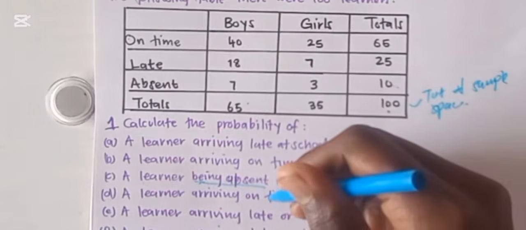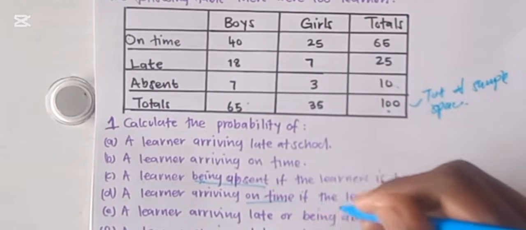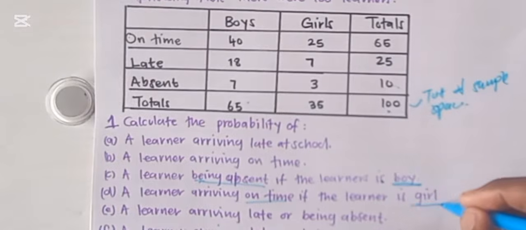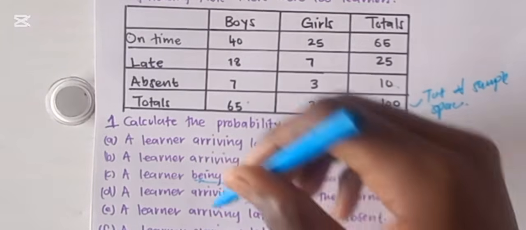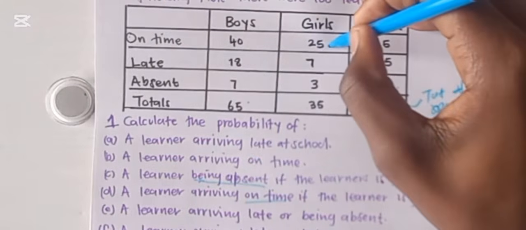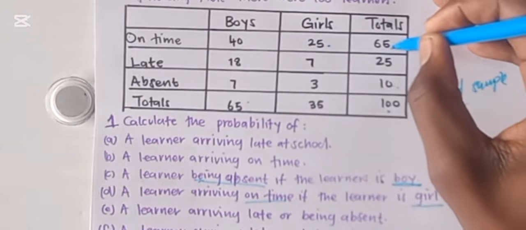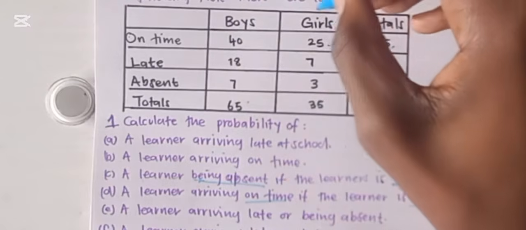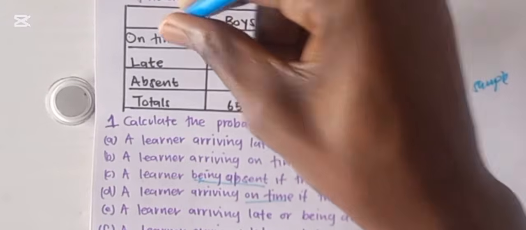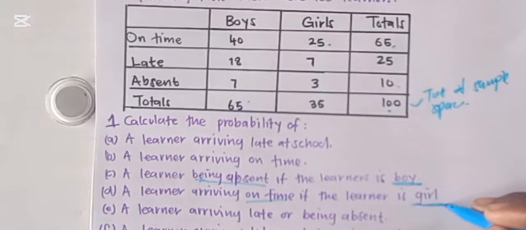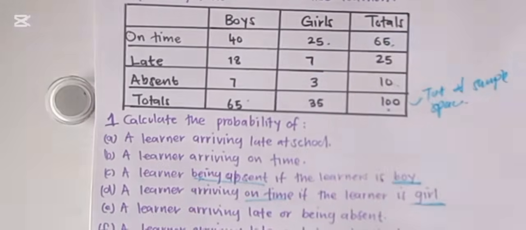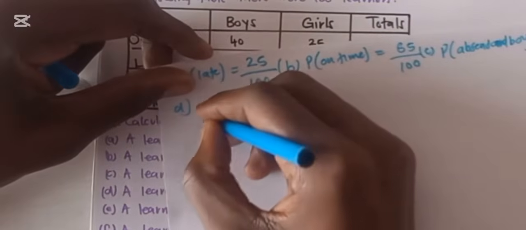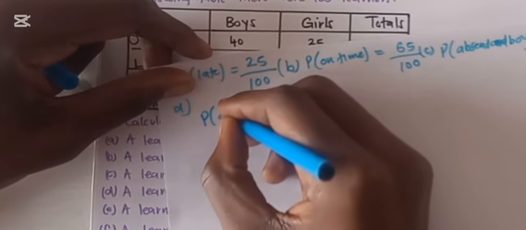Perfect. So going to letter D, they need the probability of a learner arriving on time, if that learner is a girl. On this one, we're just going to look at the girls that are on time. How many of them? It's 25, not 65. The 65, guys, covers the boys and the girls that are on time, but they specify they want the girls that are on time. How many? 25. So this one is the probability of on time.